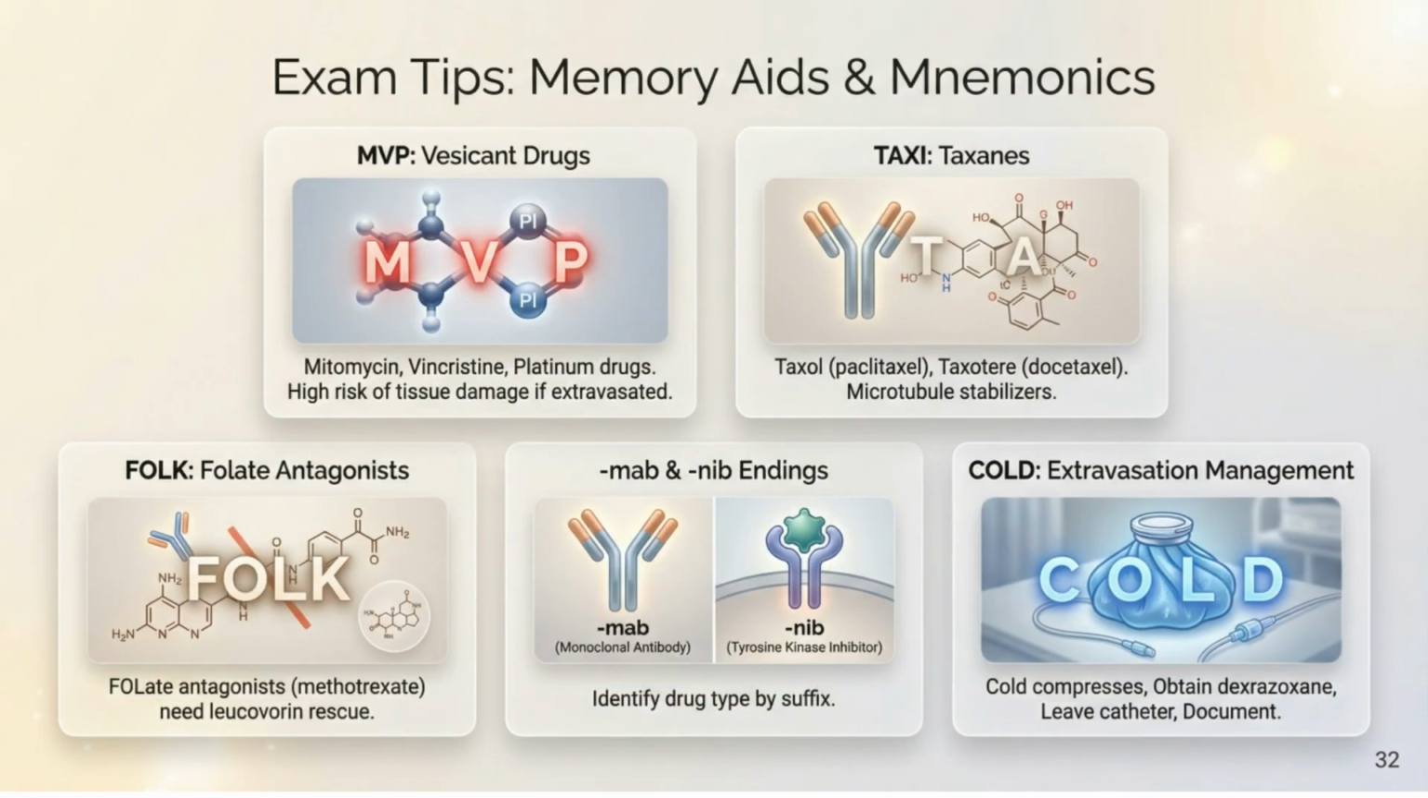Use memory aids and mnemonics. MVP stands for mitomycin, vincristine, and platinum drugs, all of which are vesicants. TAXI helps recall taxanes. FOLK identifies folate antagonists like methotrexate, which need leucovorin rescue. Learn to identify drug types by suffix, such as MAB for monoclonal antibodies, and NIB for tyrosine kinase inhibitors. COLD is a mnemonic for extravasation management.